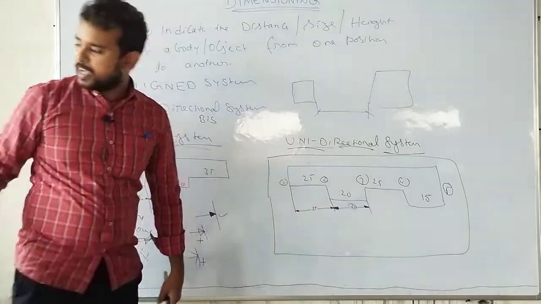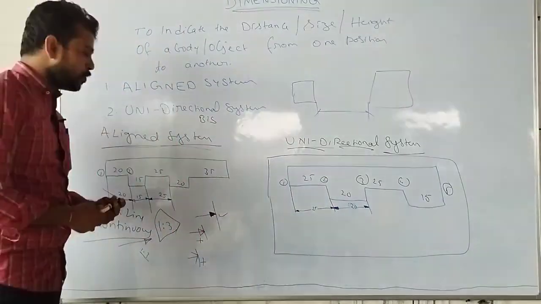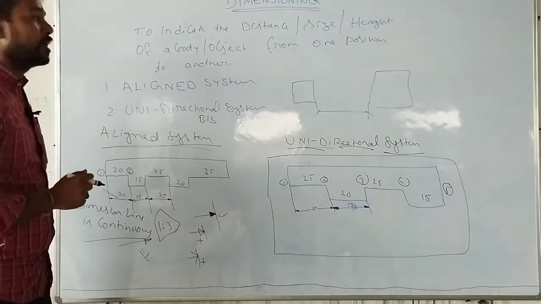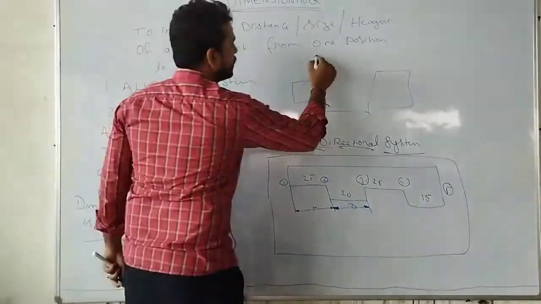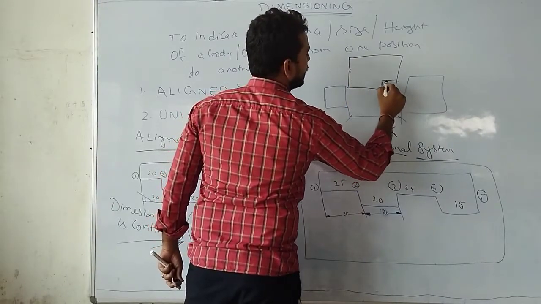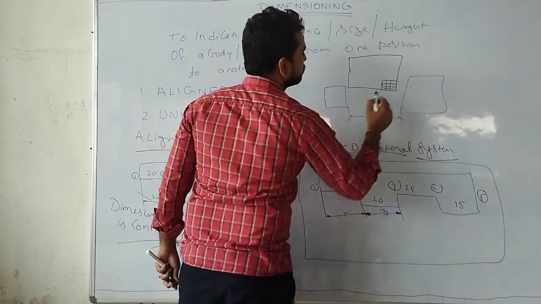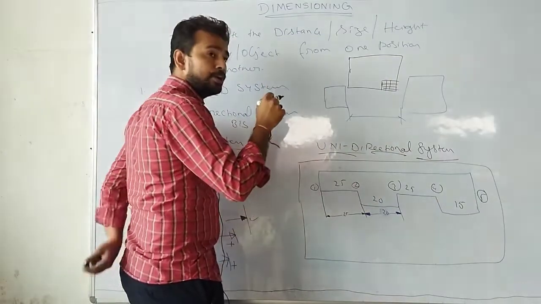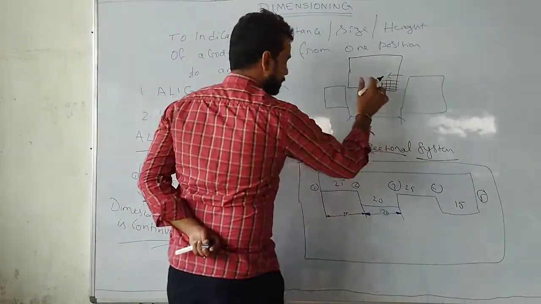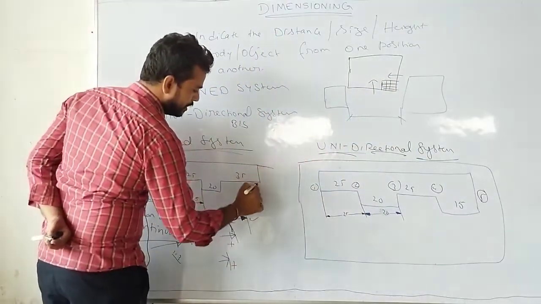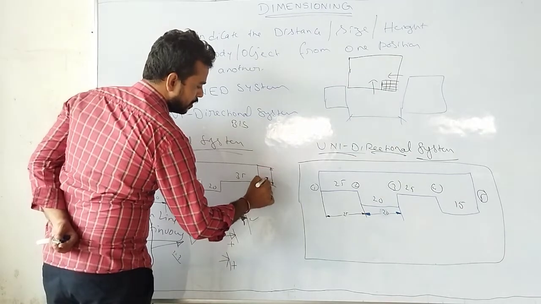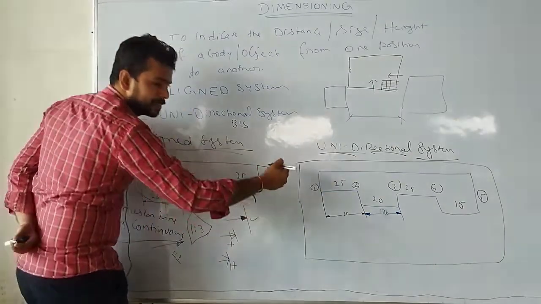Okay, but in case of the aligned system of dimensioning, you are going to observe the dimensions according to the title block of the drawing sheet. You know, on a drawing sheet at the right bottom you will have the title block. So you are going to observe dimensioning in the way of the title block, like this and like this. So here, if you want to indicate, you have to indicate it like this. Like this. Okay.